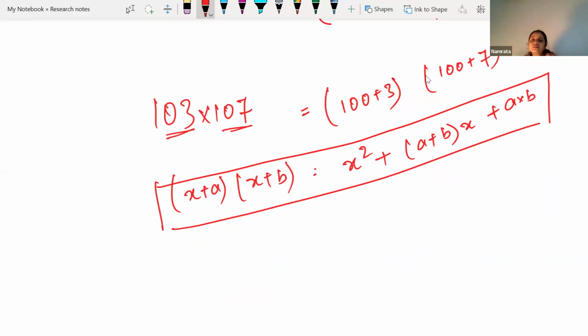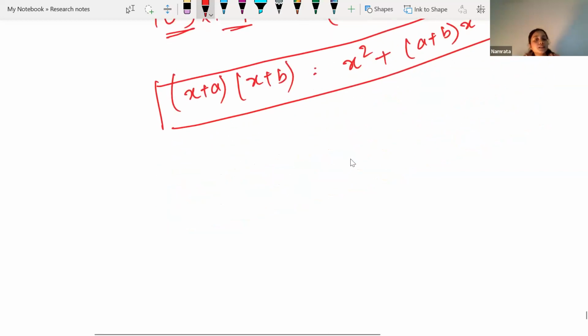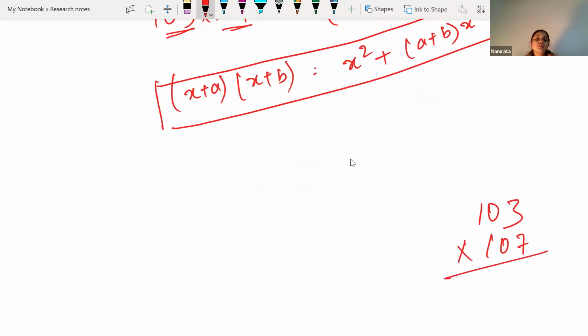So we can apply this formula over here and we can do the calculation. That time we don't have to do the multiplication, we just have to do the addition. Doing addition is easier than doing the multiplication. If you have to multiply 103 into 107, you will be writing 3 steps over here, and then you will be adding all of them together to get the answer. But doing addition is comparatively easy.